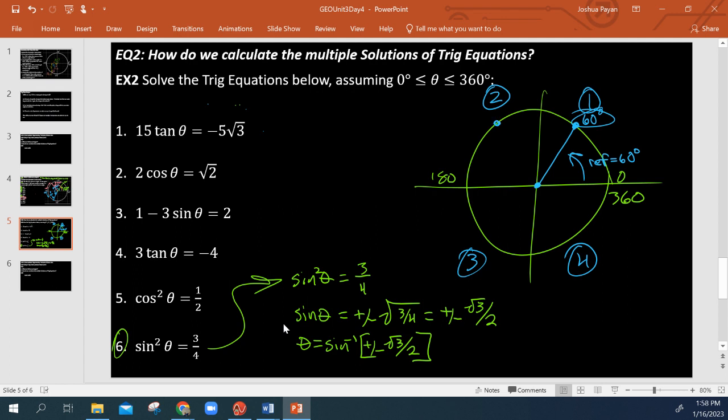Okay, so for my quadrant 2 solution, I'm going to use that same reference angle, right? And we're going clockwise this time. So that means we're getting smaller. So we have to do minus 60, right? So that means that we're going to be here at 120. That would be my other quadrant 2 solution.